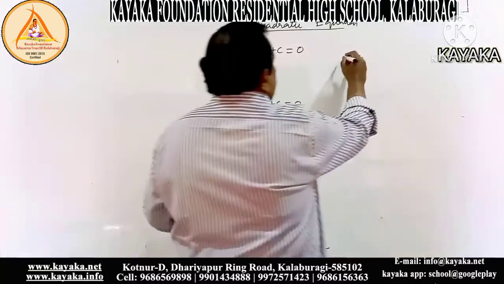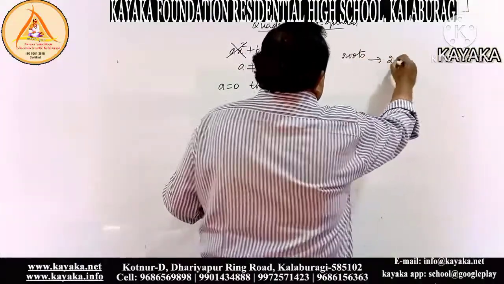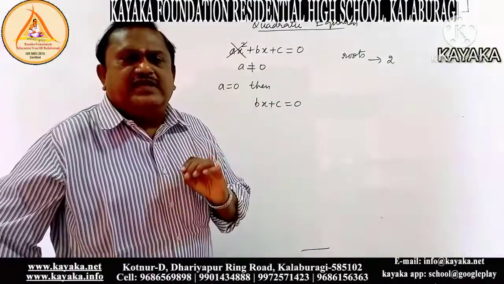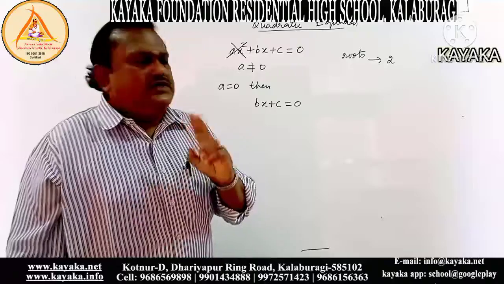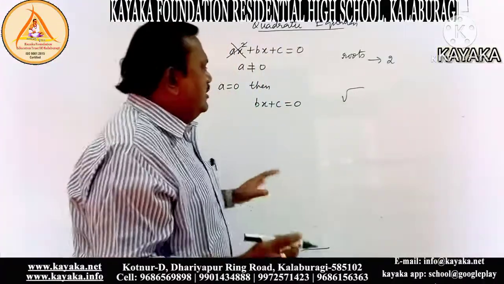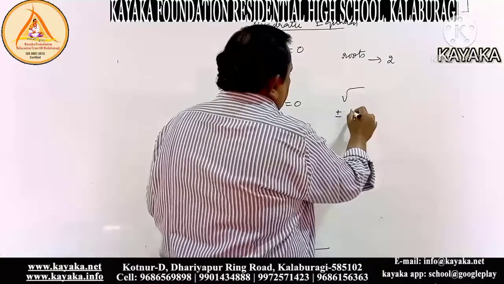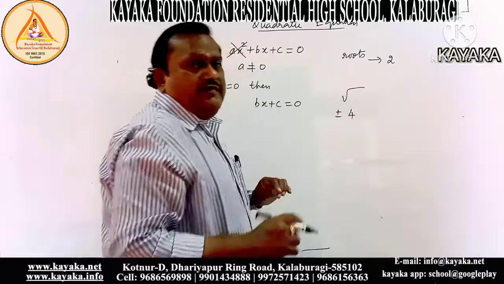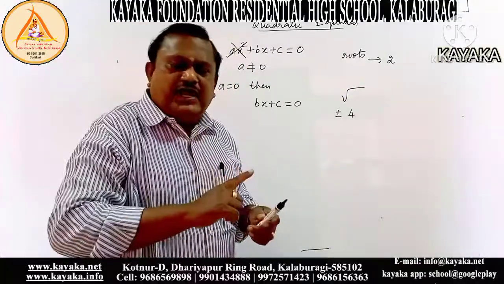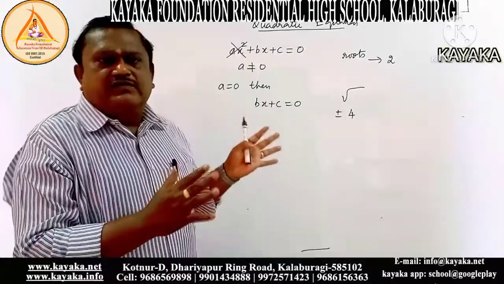And roots. For a quadratic equation, we will have 2 roots. Suppose you are finding the square root of any number, then you have to write plus or minus. Suppose the square root value is 4, you have to write plus or minus 4. It will take plus 4 and minus 4. These are the basic things in quadratic equations.